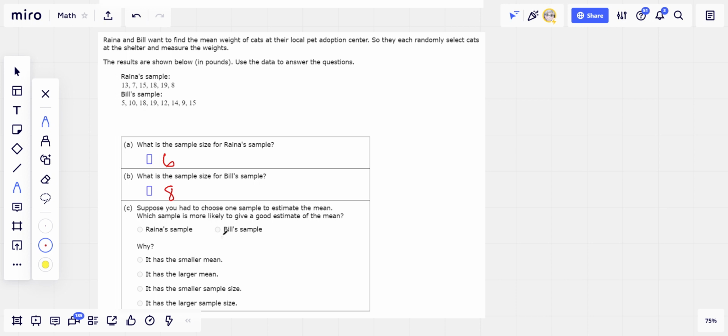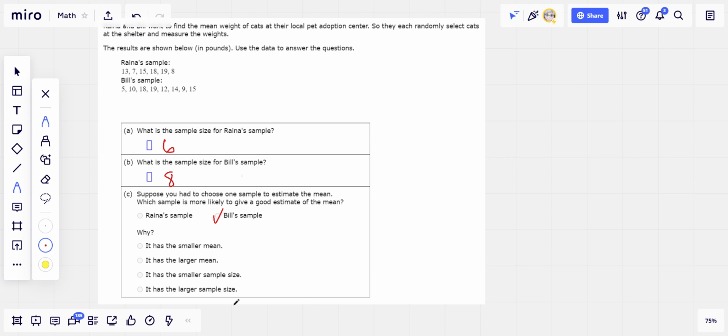And then the question is, suppose you had to choose one sample to estimate the mean, which one would be more likely to give the good estimate? It's going to be the larger one. So that's Bill's. And why is that? It is the larger sample size. So that is a little bit of work with sample size.